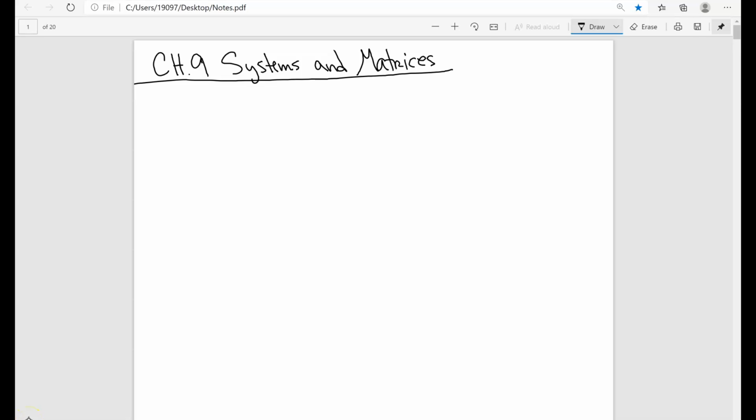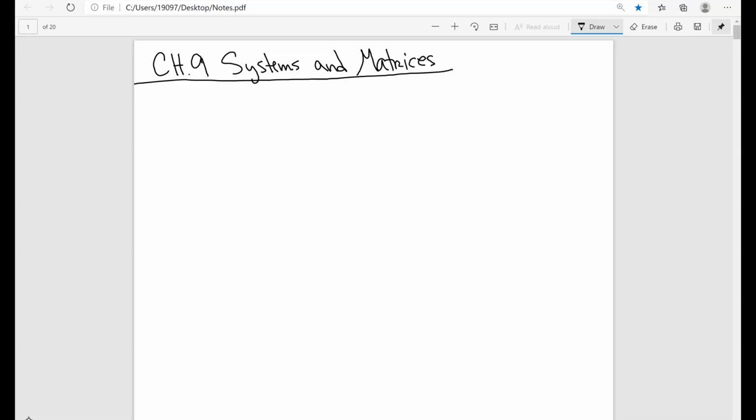This is chapter 9, Systems and Matrices. So here what we're going to do, I'm going to give you a little taste of what exactly matrices are and how they're useful. You'll learn a lot about them if you end up taking linear algebra, which is Math 254. But this is going to be a little introduction on them.